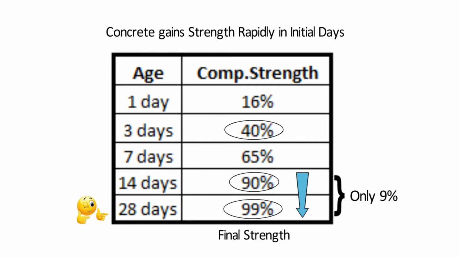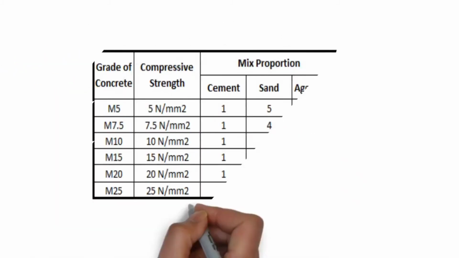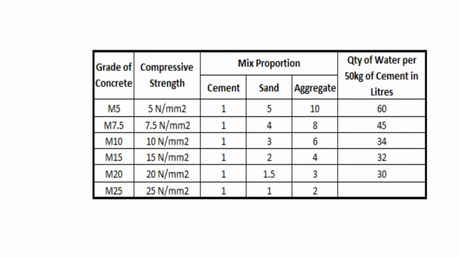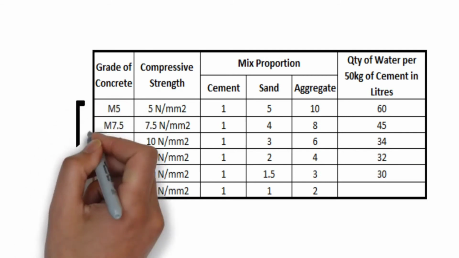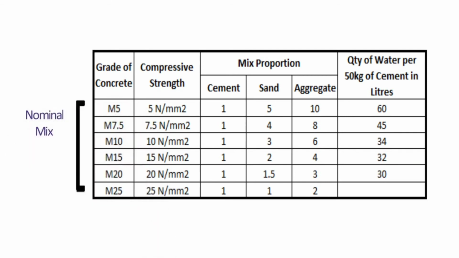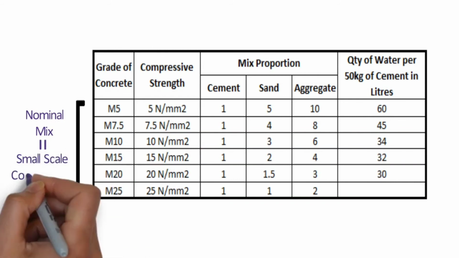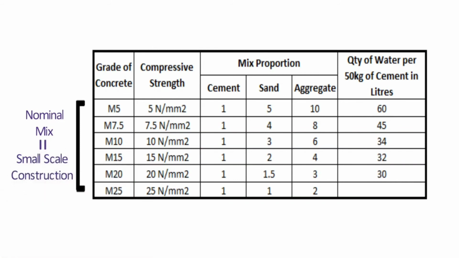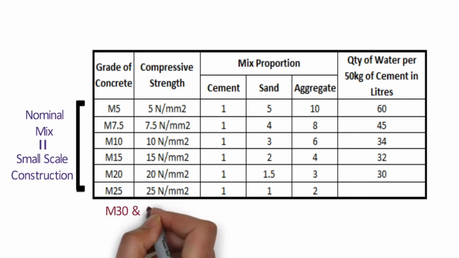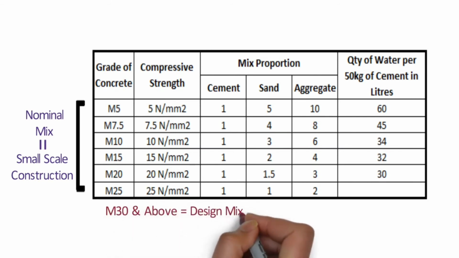Now coming back to grades of concrete, this table shows the proportion of cement, sand, aggregate and water in different grades of concrete. For M5 grade, the mix proportion is 1:5:10 and quantity of water required shall be 60 liters. In the same way, you can see the mix proportions of other grades of concrete up to M25. Up to M25, a nominal mix can be made which shall be used for small scale construction where concrete consumption is not high. But for M30 and above grades, design mix should be used.